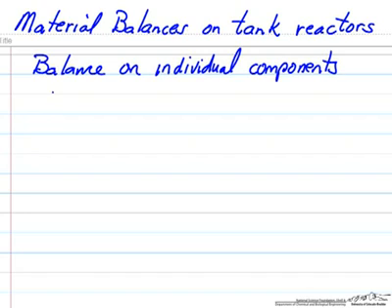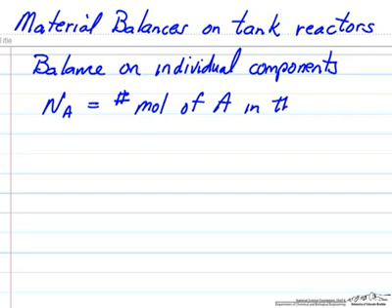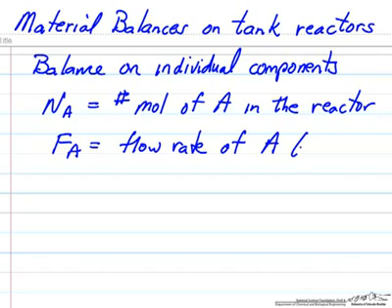The next is our notation, where N_A corresponds to the number of moles, so the total number of moles of A in the reactor, and F_A equals the flow rate of A. Again, this is moles, for example, per second. And we're going to find it easiest to write a balance for each component and then solve the equations simultaneously.